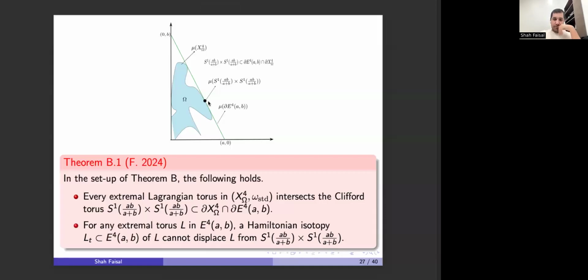And in particular, if you take an extremal Lagrangian torus in the ellipsoid, you cannot displace it by Hamiltonian isotopy. By displacement, I mean that you cannot find a family of symplectic maps that can take the Lagrangian away from itself completely to make it disjoint. Okay. So these basically are the cases where the conjecture is true.